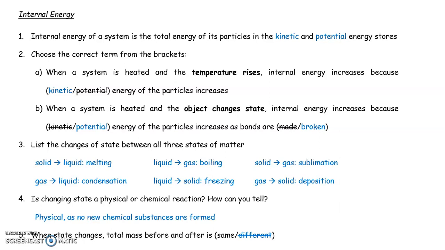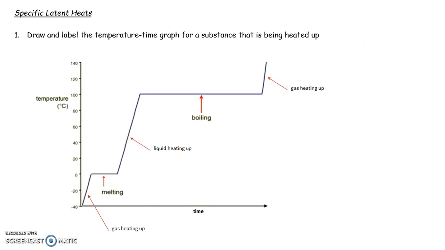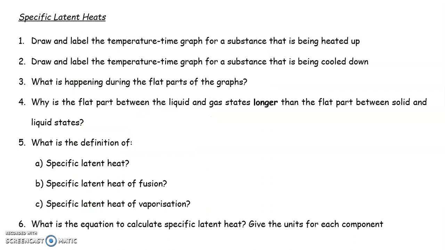Change whatever you need to, correct whatever you need to, and move on to the next part of the quiz. Specific latent heat. Now this one, take your time. You'll need a ruler and a pencil for this one. Please do as much detail as you can. And don't forget to pause the video if you haven't done so. Okay, so we're going to do this over a couple of slides. We'll do 1 and 2 over a slide each, and then 3 to 6 over one slide.